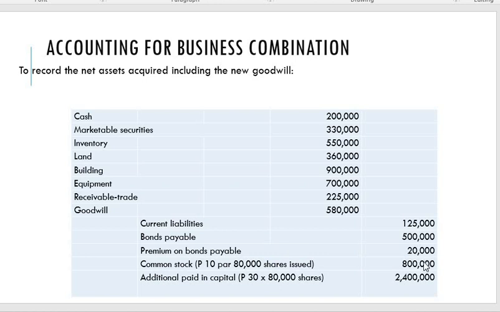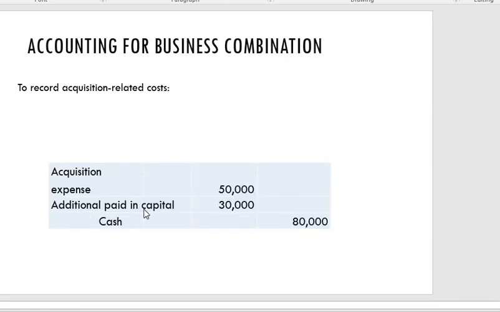The difference between the fair market value of the share less the par, you should consider as additional paid in capital. So, our additional paid in capital is 80,000 times 30. It is 30 because the fair market value of the share is 40, then we have a 10 par. Therefore, we have 2.4 million as additional paid in capital. To record the acquisition-related cost, the professional fees, the direct cost, shall be debited to acquisition expense amounting to 50,000, and the stock issuance cost amounting to 30,000 shall be absorbed by the additional paid in capital. And you credit cash for 80,000.